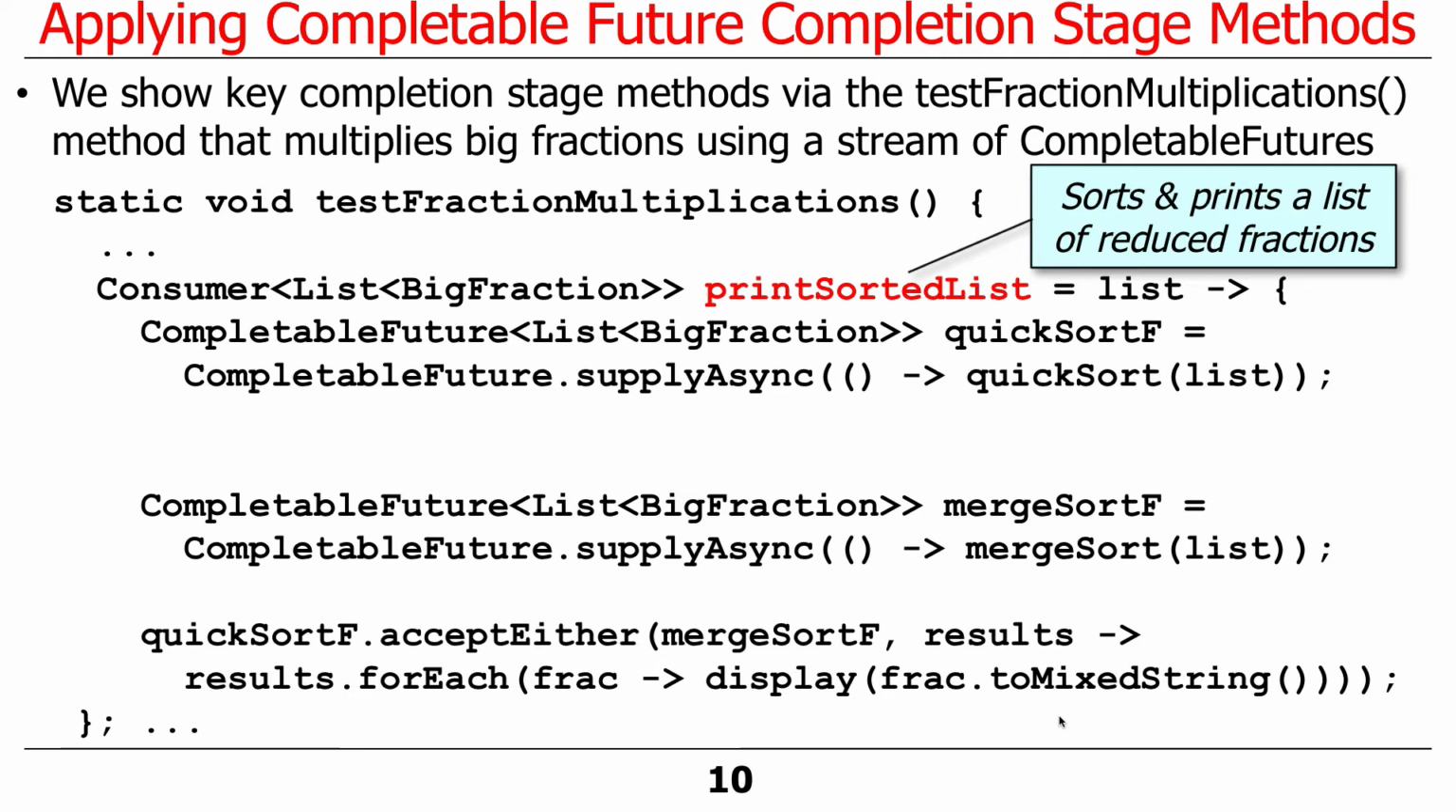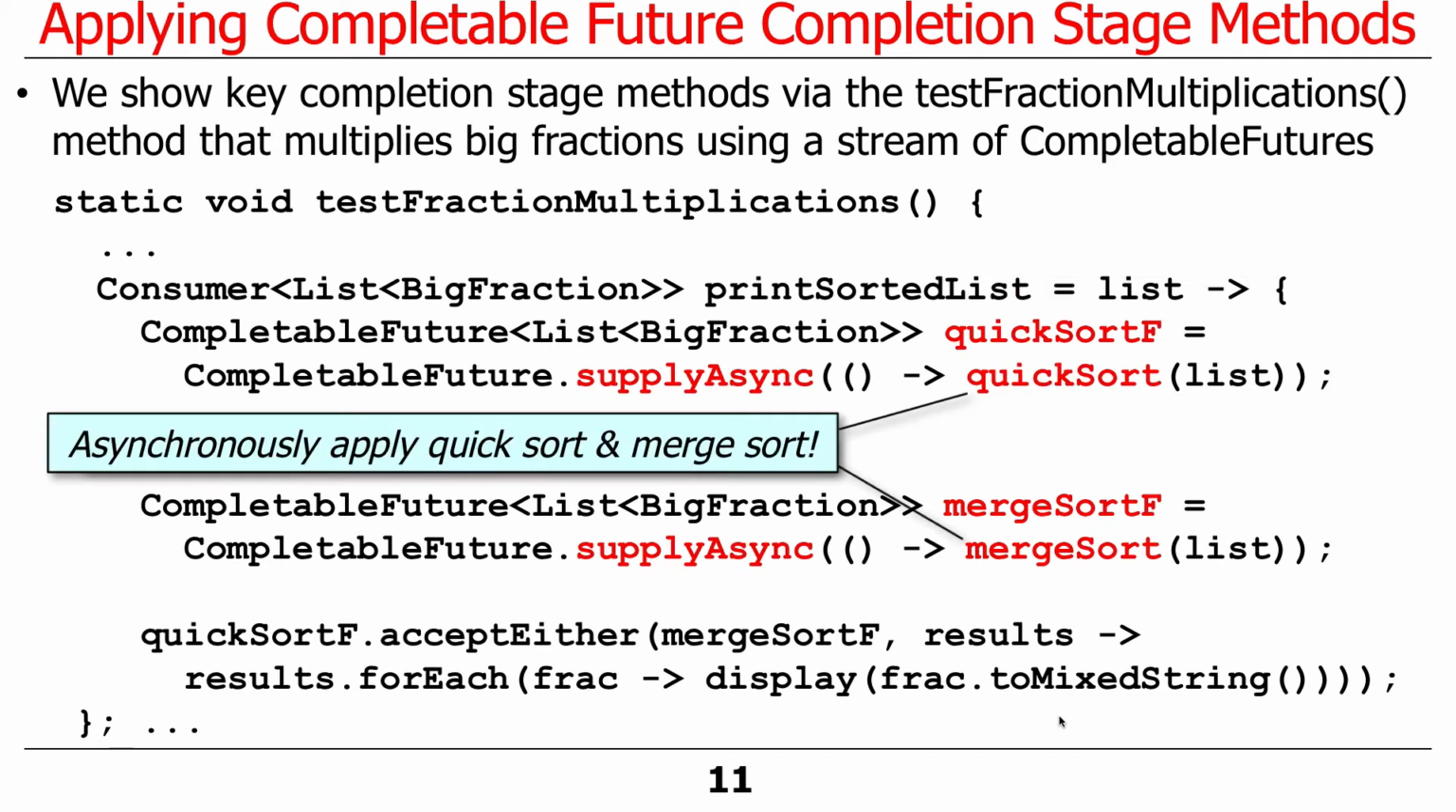We're then going to define another lambda. This is a consumer lambda this time, and this is going to sort and print a list of reduced fractions. And this has got this really cool, clever approach for doing multiple sorts and seeing which one finishes first. So what it's going to do is it's going to take the list.